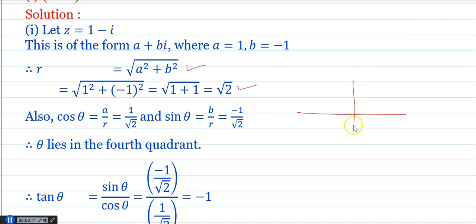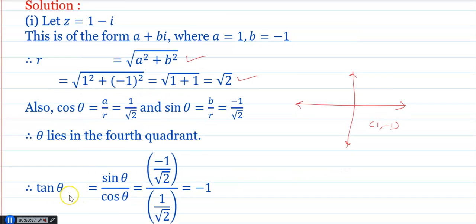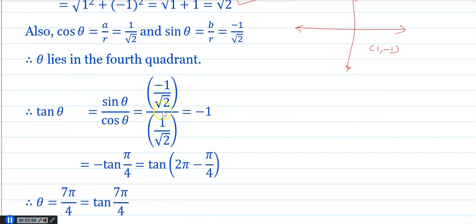Here also you will be able to see this if I draw the coordinate geometry. First, here the point is (1, −1). It lies in the fourth quadrant, and therefore tan θ is equal to sin θ upon cos θ, minus 1 by root 2 upon 1 by root 2. You will get here minus 1. But what does minus 1 mean here? That is tan of π/4. And again, this can be written as tan of (2π − π/4). What is your formula?